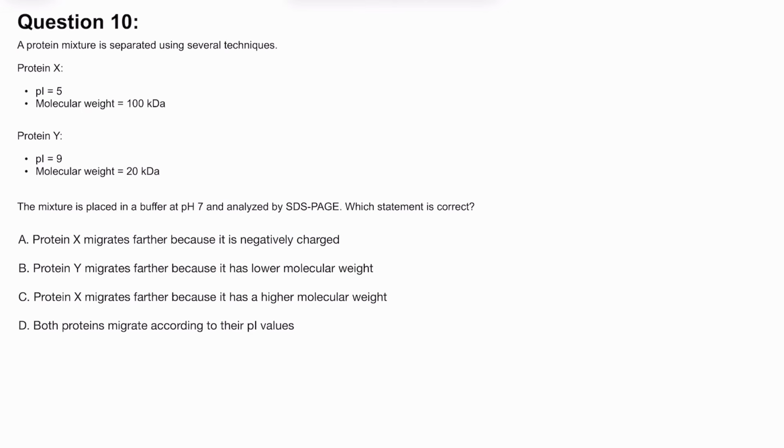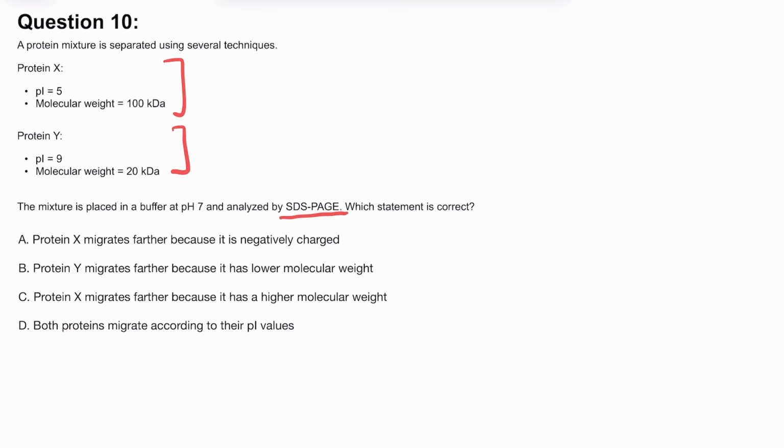And finally, question 10. A protein mixture is separated using several techniques. Protein X has a pI of 5 and a molecular weight of 100 kilodaltons. Protein Y has a pI of 9 and a molecular weight of 20 kilodaltons. The mixture is placed in a buffer at pH 7 and analyzed by SDS-PAGE. Which statement is correct? Okay, so we're analyzing by SDS-PAGE and we're trying to separate protein X from protein Y. And so let's look at which statement could be correct.